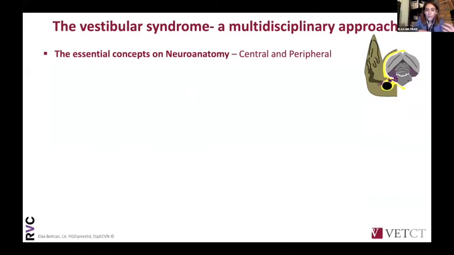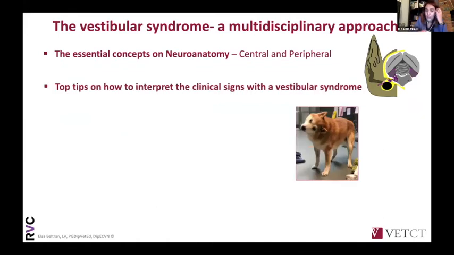In the first part, if we want to understand the vestibular syndrome, it is mandatory that we know the neuroanatomy, and the central and the peripheral components of the vestibular system, which is the top tip for how we can interpret those clinical signs that are associated with vestibular syndrome.